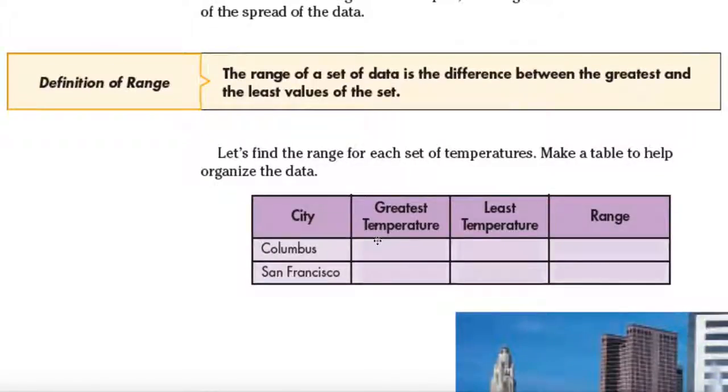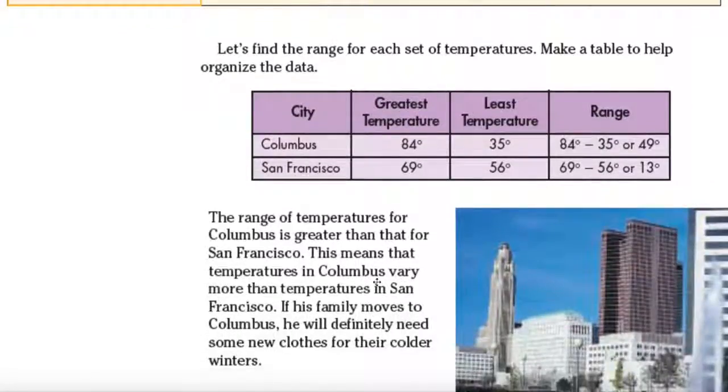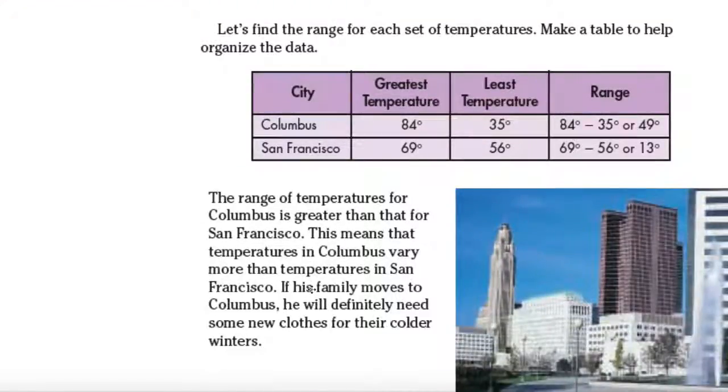In Columbus, the greatest temperature was 84 degrees, and the least temperature was 35 degrees. So the range would be 84 minus 35, or 49 degrees. In San Francisco, the greatest temperature was 69 degrees, the least temperature was 56 degrees. So the range, or the spread of data for San Francisco, is 13 degrees. So the range of temperatures for Columbus is greater than that of San Francisco, 49 to 13 degrees. This means that temperatures in Columbus vary more than the temperatures in San Francisco.